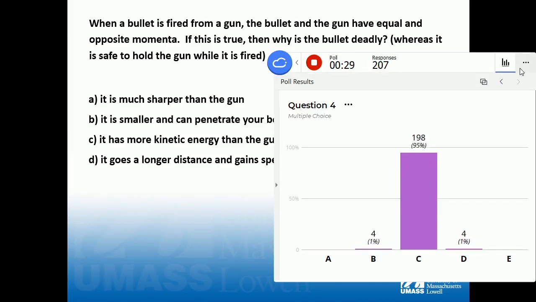I'm going to keep my mouth shut. It's good, but I'm going to keep my mouth shut. That actually wasn't keeping my mouth shut. You're right. The bullet, which is significantly smaller than the gun, has more energy.